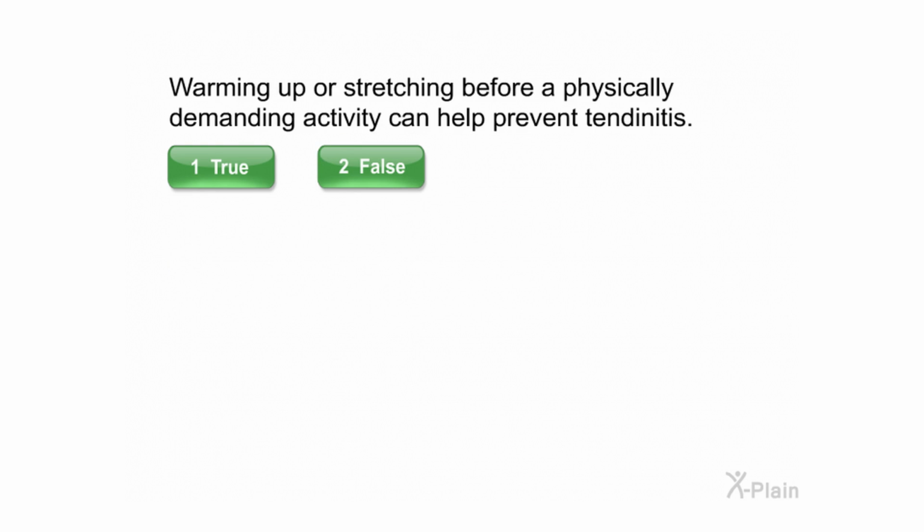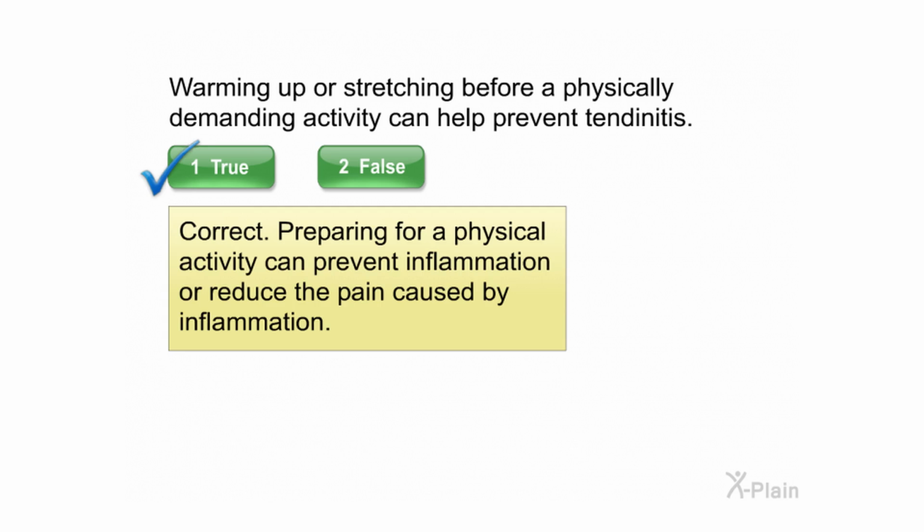Warming up or stretching before a physically demanding activity can help prevent tendinitis. Select true or false. Correct. Preparing for a physical activity can prevent inflammation or reduce the pain caused by inflammation.